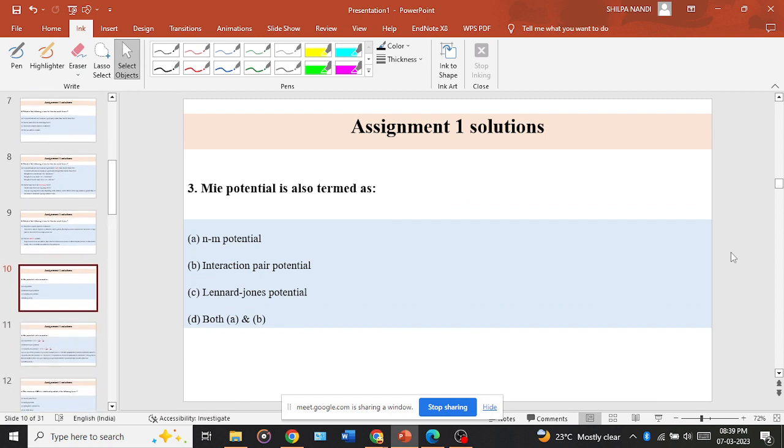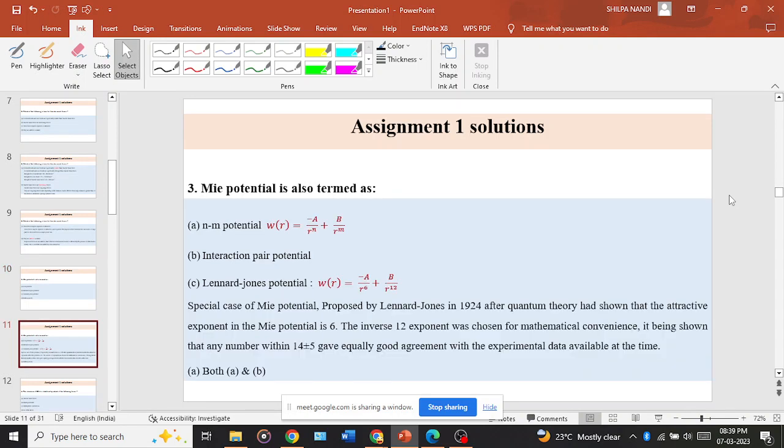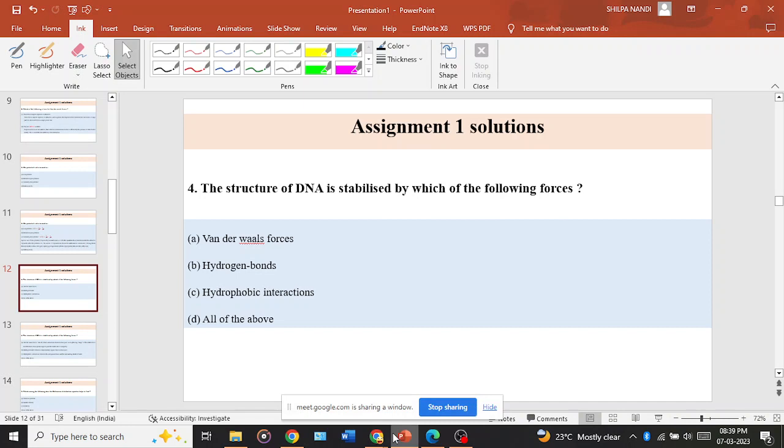Next question was, Mie potential is also termed as NM potential, interaction pair potential, Lennard-Jones potential, or both A and B. We knew already that interaction pair potential is given by Mie potential, but apart from that it is also termed as NM potential and not Lennard-Jones potential. We discussed the difference between LJ potential and Mie potential, the equation relating to it, and when it was proposed. Lennard-Jones potential was proposed way after Mie potential, in 1924, and Mie potential was proposed in 1903. Next was relating to the forces which stabilize the structure of DNA. All of the above was the answer, as DNA is stabilized by hydrogen bonds, hydrophobic interaction, as well as van der Waals forces.